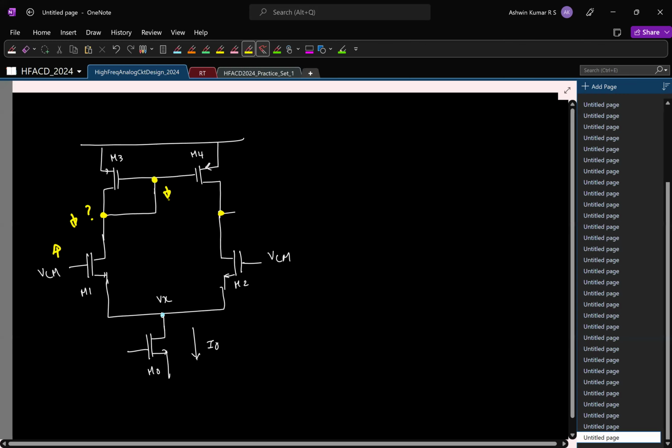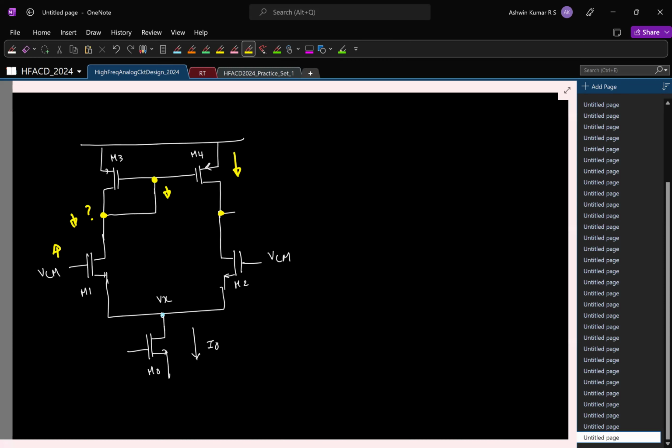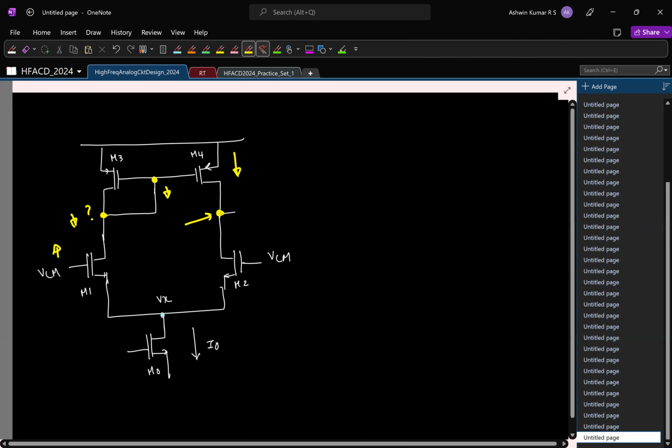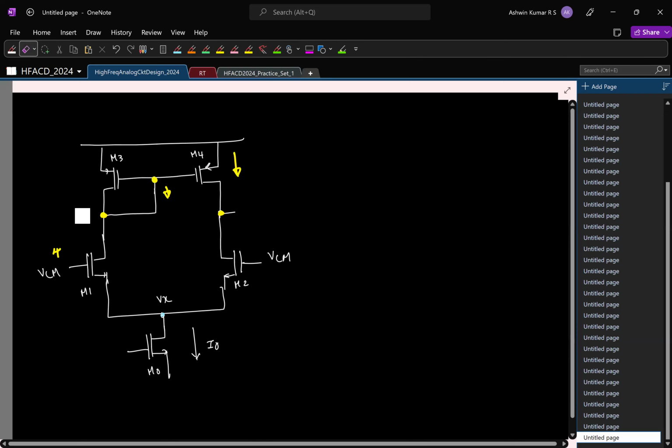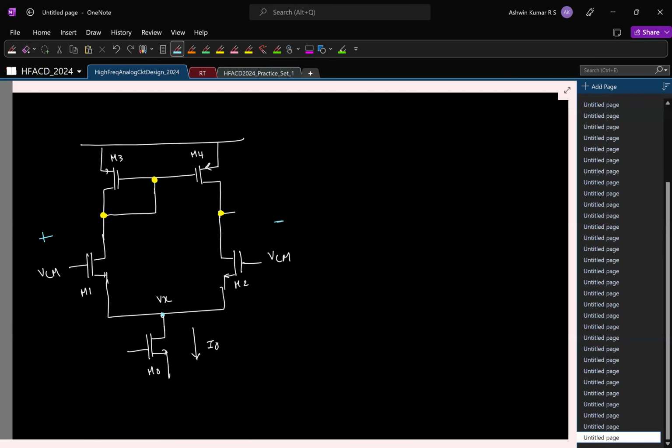If the gate voltage of the PMOS reduces, what can you say about the current? Current will increase. You are pushing more current into this node. What will happen to the voltage? Increase. So what is the plus terminal? Left side or right side? So this is the minus side. This is the plus side. So put it in negative feedback. I'll make a connection like this.